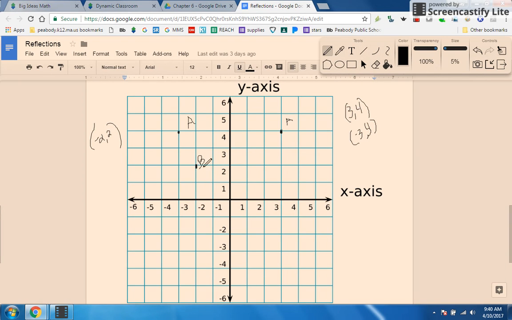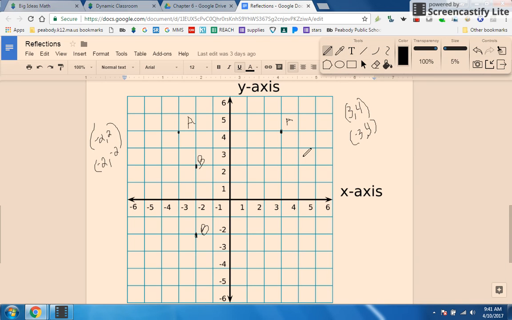Quadrant 3. So since we're flipping it over the x-axis, the x coordinate stays the same. So x was -2. It's going to stay -2. And y becomes the opposite. Opposite of +2 is -2. So let's graph this point. 2 to the left, 2 down. So we flipped it over the x-axis, which means we pretty much picked it up, threw it over the x-axis, and here it is.